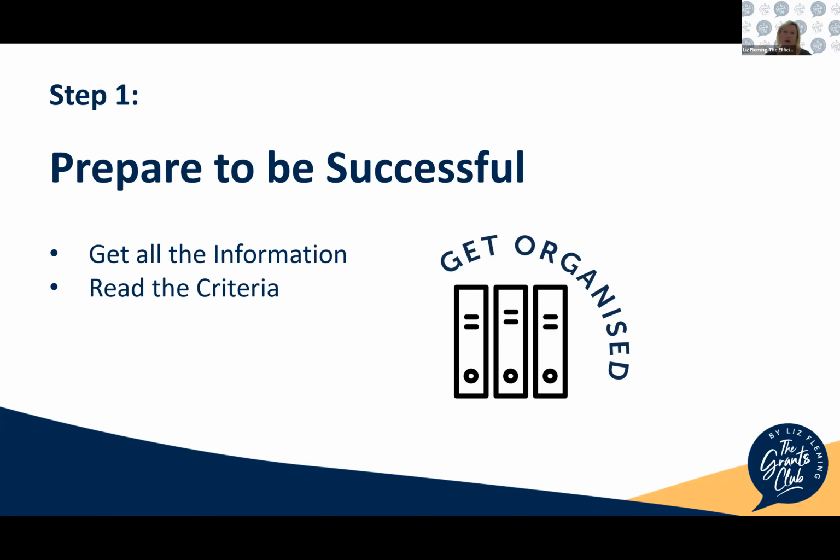But to be successful, we need to be making sure if a grant program comes out, so we've already found one, we need to get all the information. So quite often there'll be a lot of documents released. There'll be guidelines, there'll be objectives, there'll be templates, there'll be past projects, there'll be questions, there'll be the application form, there'll be a whole lot of information that is released when the grant program is released. And we need to make sure we read through that criteria.